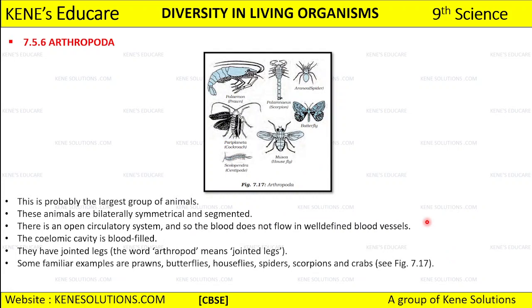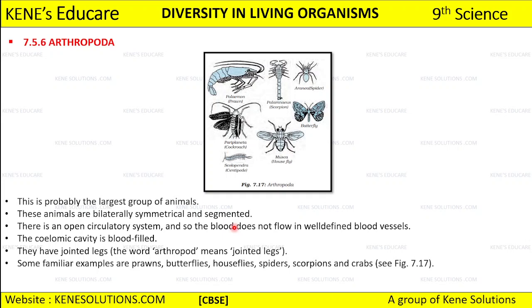Then we have Arthropoda, which includes all the insects. This is probably the largest group of animals that we have. These animals are bilaterally symmetrical and segmented. I don't have to explain the meaning of bilaterally symmetrical, right? There is an open circulatory system present within them. What kind of circulatory system does phylum Arthropoda have? They have an open circulatory system, so that blood does not flow in a well-defined blood vessel.